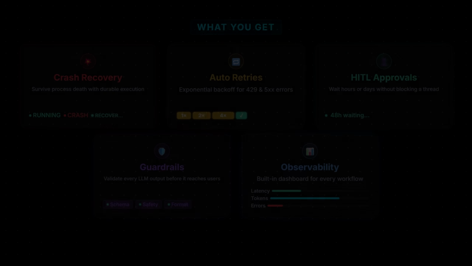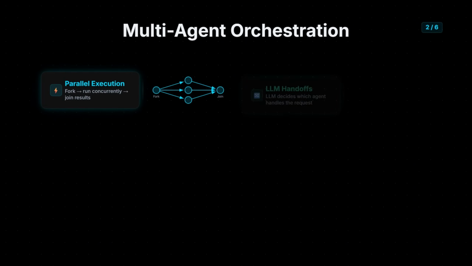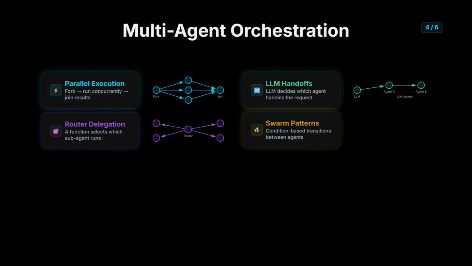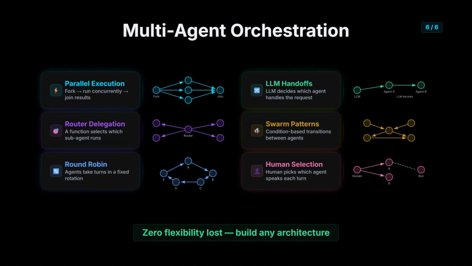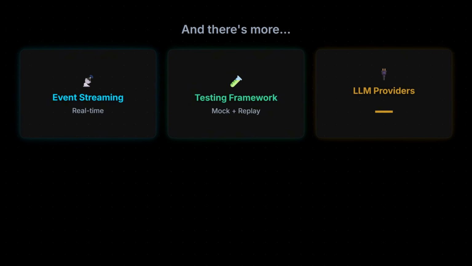And for multi-agent orchestration, it's not just sequential pipelines that it supports. Agentspan supports parallel execution, LLM-driven handoffs, router-based delegation, swarm patterns with condition-based transitions, round robin, and manual human selection. So if you're building pipelines with complex architecture, you are not losing any flexibility. It also gives you event streaming, a testing framework with mock runs and replay, and support for 15 plus LLM providers.